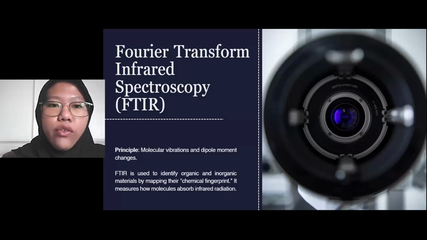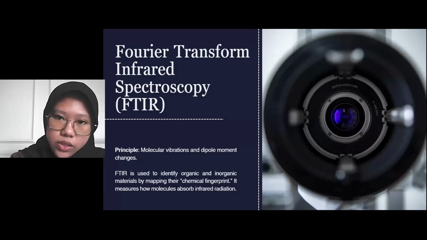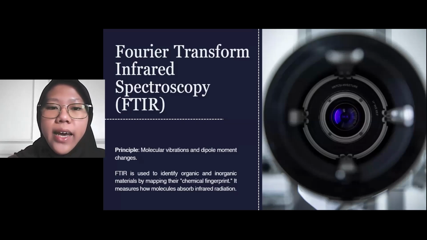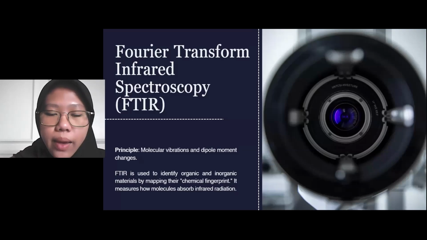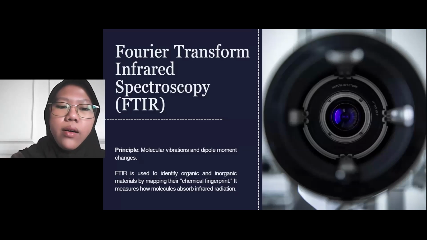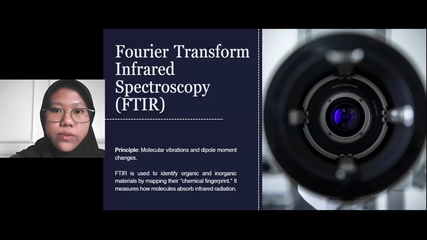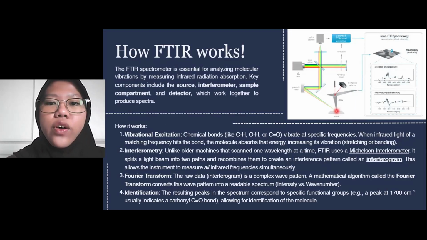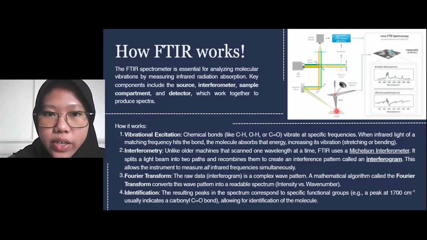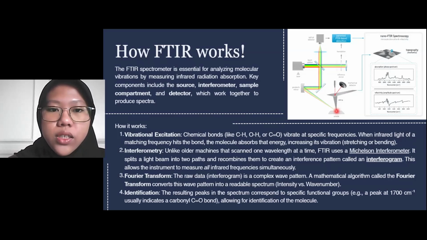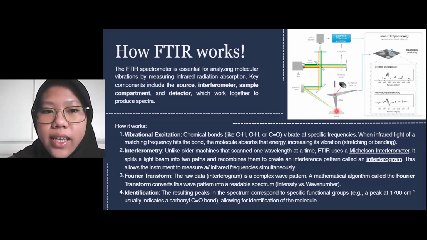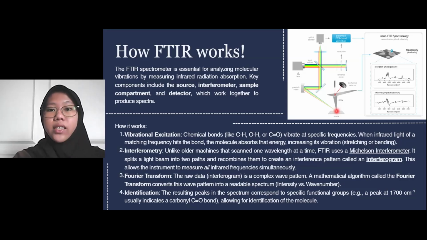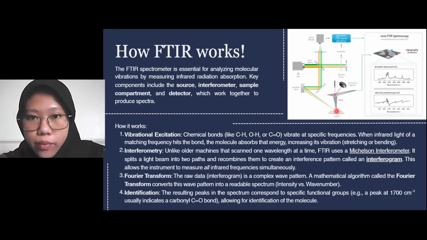Lastly, we have FTIR, or Fourier transform infrared spectroscopy. Its principle is molecular vibrations and dipole moment changes. FTIR is used to identify organic and inorganic materials by mapping their chemical fingerprint. It measures how molecules absorb infrared radiation. How FTIR works. The FTIR spectrometer is essential for analyzing molecular vibrations by measuring infrared radiation absorption. Key components include the source, interferometer, sample component, and detector, which work together to produce spectra. Those elements are shown in the picture on the top right.